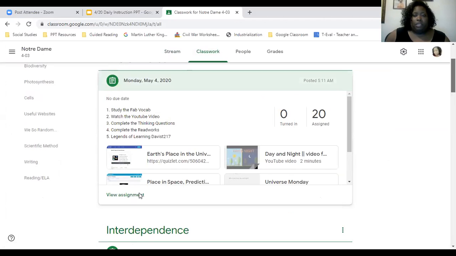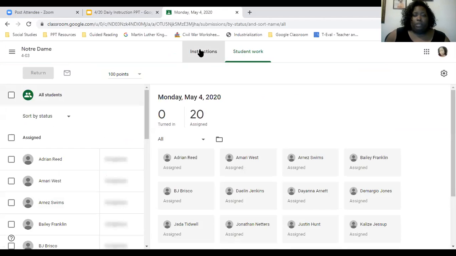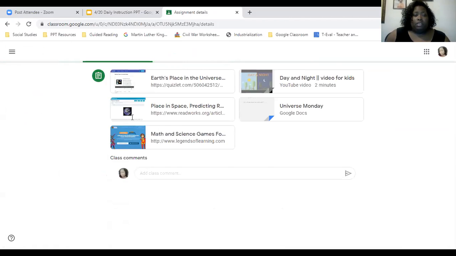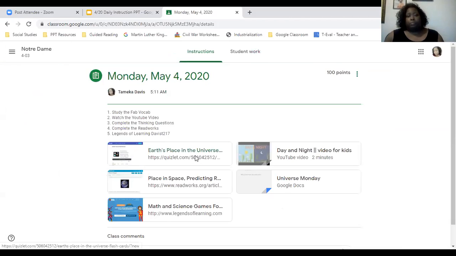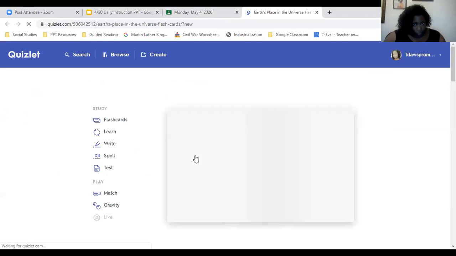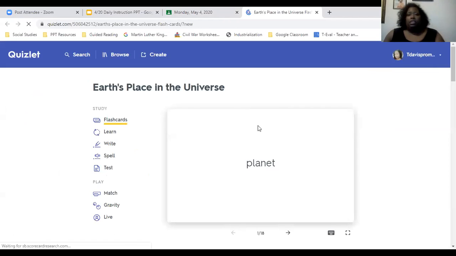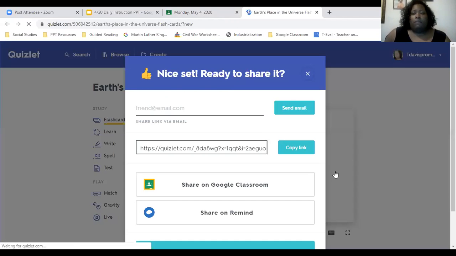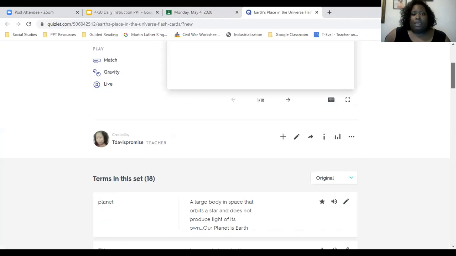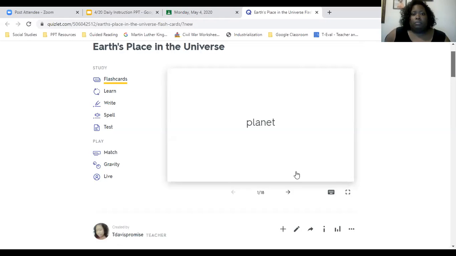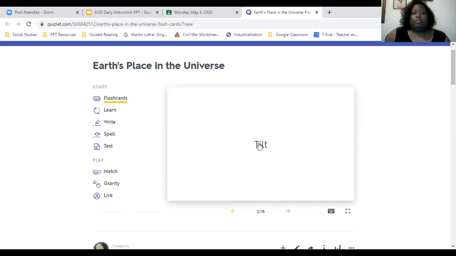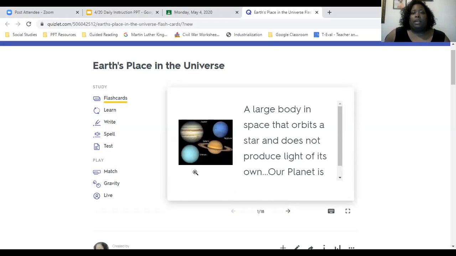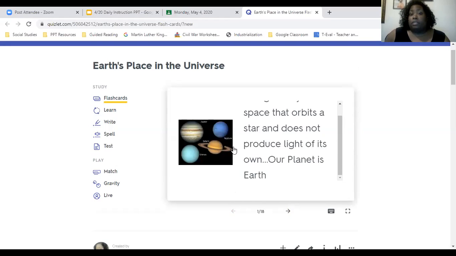And we're going to view the assignment. Make sure you're on the instructions. Study the fab vocab. All right, so we have a new set of vocabulary. It's called Earth's place in the universe. Our first word is planet. A planet is a large body in space that orbits a star and does not produce light of its own. Our planet is Earth.